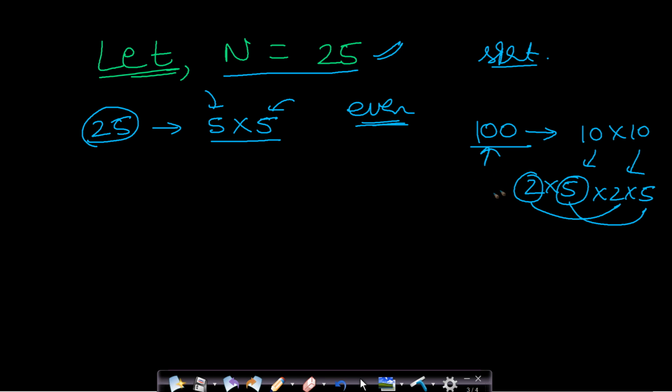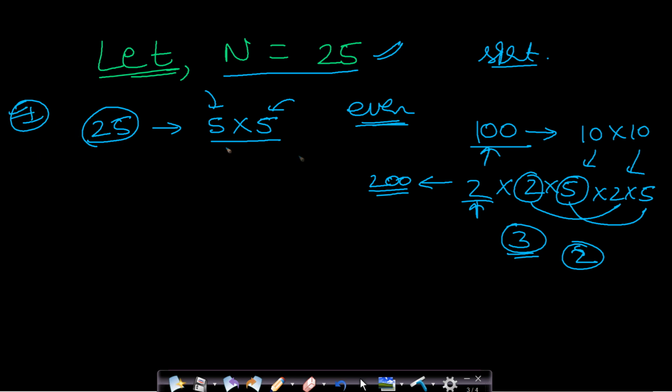Okay. So if you multiply it by 2 again, then this entire number becomes 200. And you can see that this is not a perfect square since this 2 is occurring 3 times and this 5 is occurring 2 times. So if a number is a perfect square, then its prime factors should all be occurring an even number of times. So this is one trick, but this will consume a lot of time.